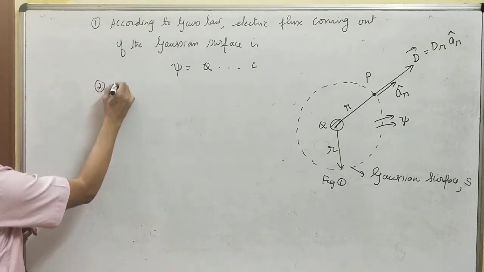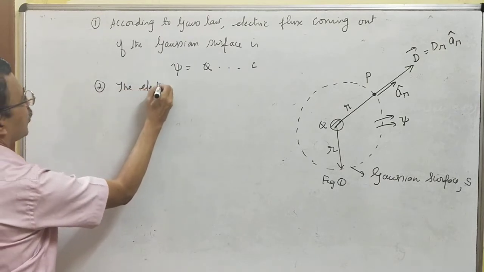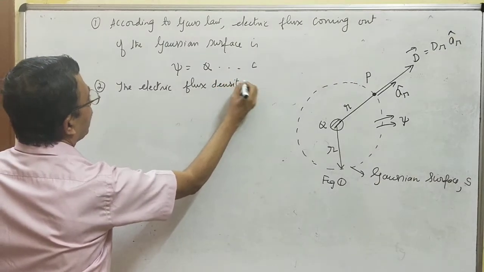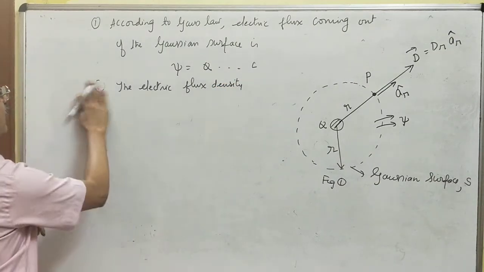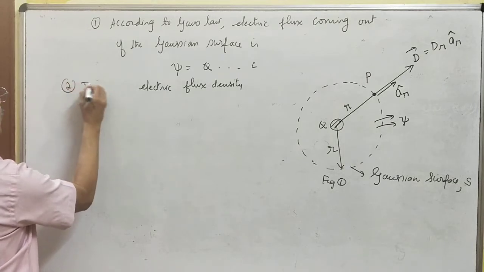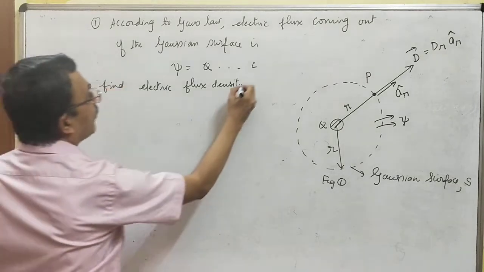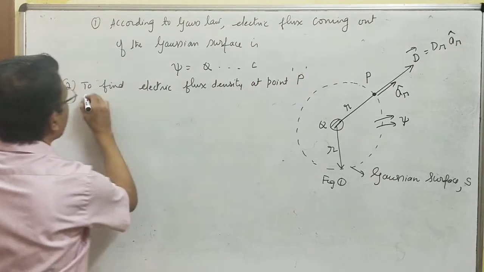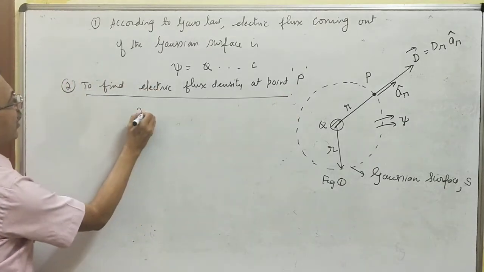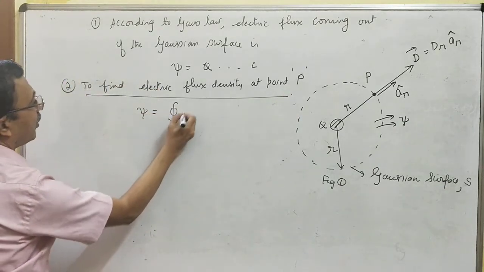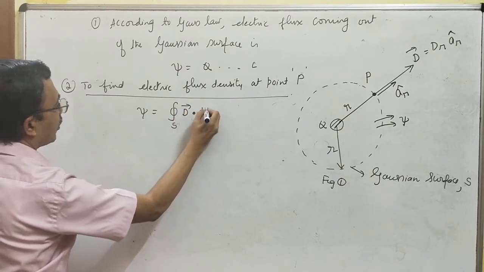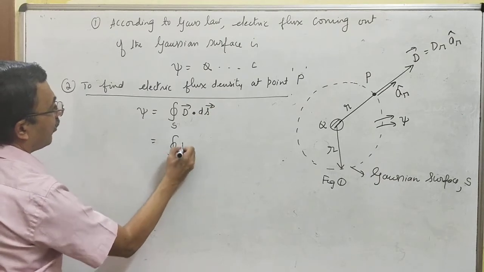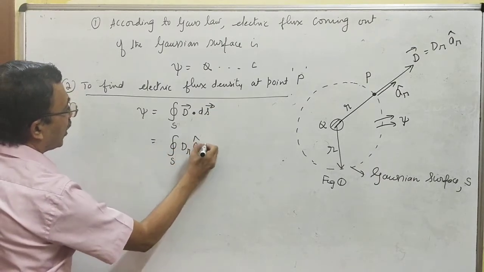Second step, to find electric flux density at point P. What is psi? Psi is equal to closed surface integral vector D dot dS. What is vector D? Dr into ar cap.